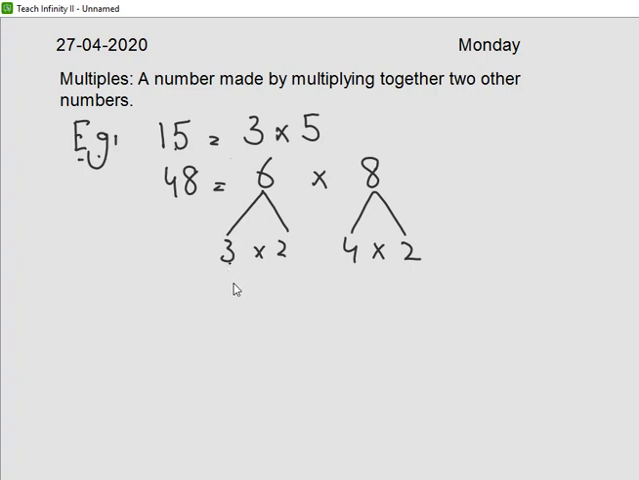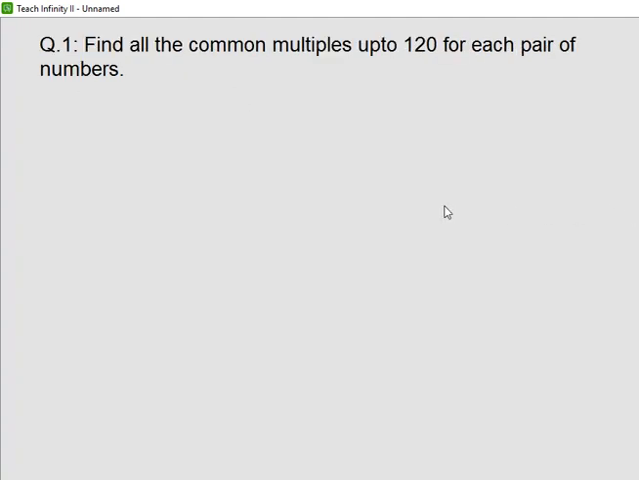Now come to the book questions. We have first question. Find all the common multiples up to 120 for each pair of numbers. Here we have question number A: 5 and 4. So we have to find the multiples of 5 first. That is similar to the 5 table.